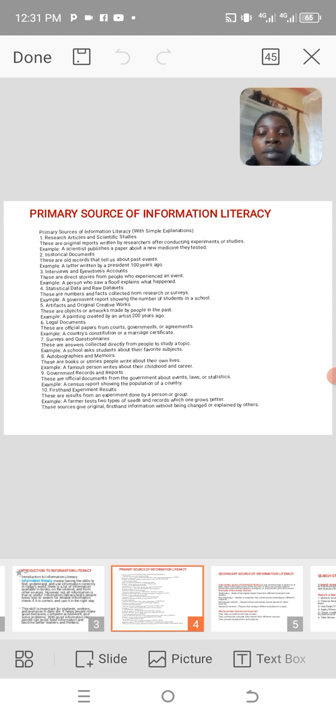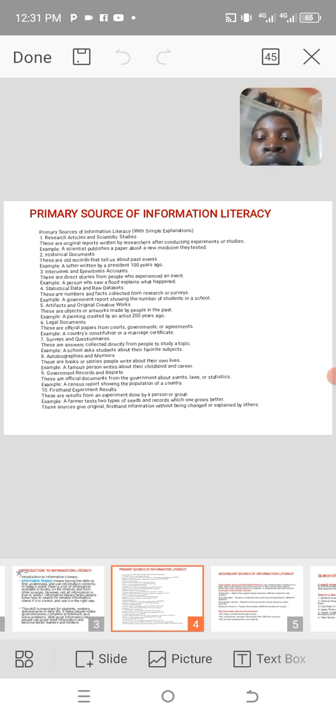Number three is interviews and eyewitness accounts. These are direct stories from people who experienced an event. For example, a person who saw a flood explains what happened. You cannot get it through a passive voice or words, but a person who was there during the incident explains more about everything.